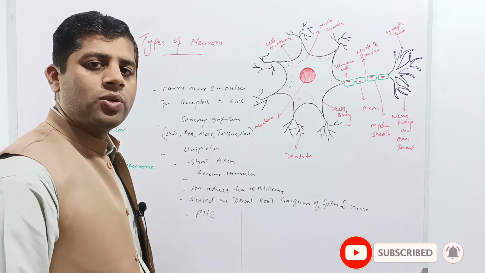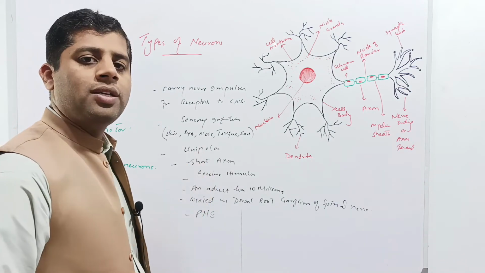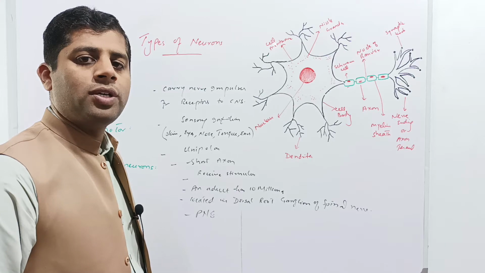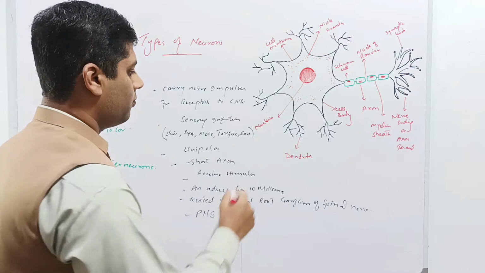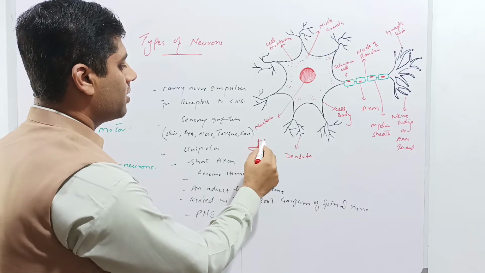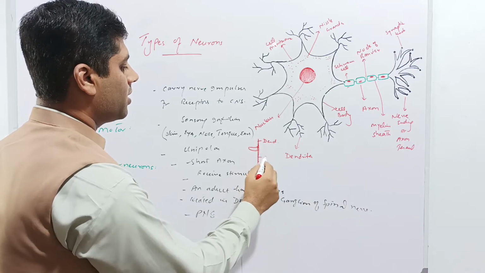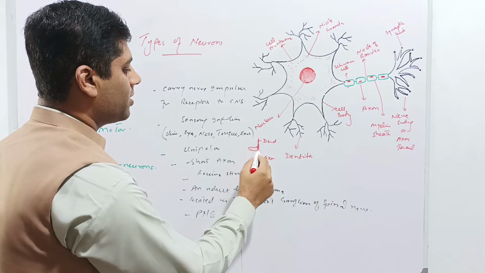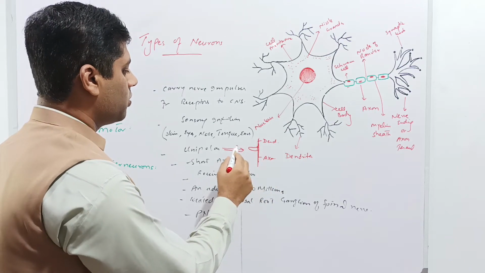The sensory neurons are usually unipolar. It means that the axon and dendrite are arising from the cell body as a single fiber. For example, this is a cell body and this is a single fiber arising from the cell body. This serves as dendrite and this serves as axon. So a single fiber arising from the cell body constitutes the unipolar neurons.